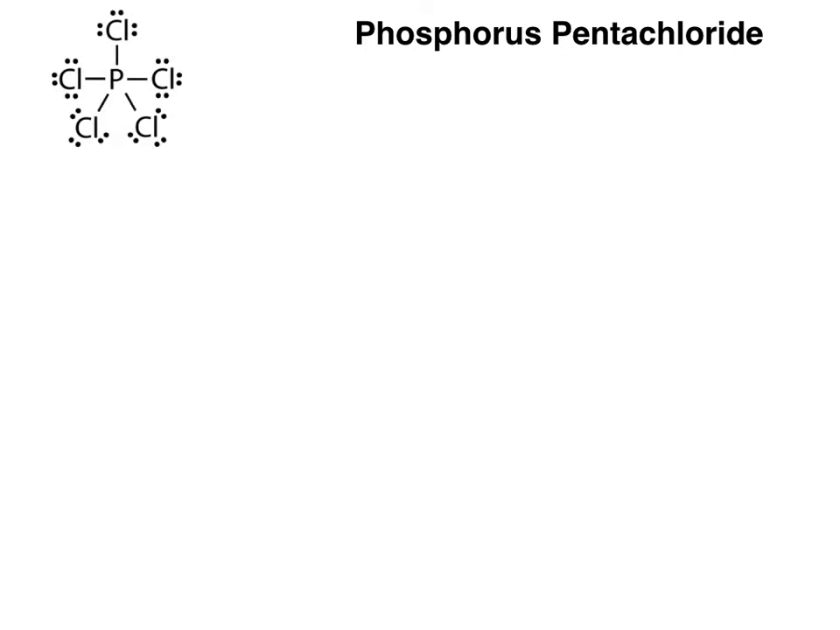Here's its Lewis dot structure, so PCl5. And from our VSEPR model, we would have predicted that we would have ended up with a trigonal bipyramidal. And if you remember your bond angles correctly, we end up with three different bond angles: 90 degrees between axial and equatorial pairs, 120 degrees between equatorial pairs from each other, and 180 degrees between axial pairs.